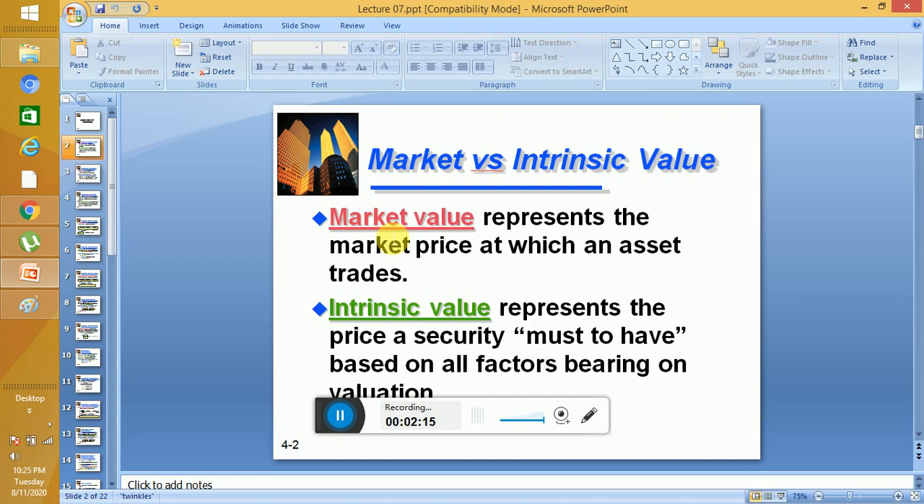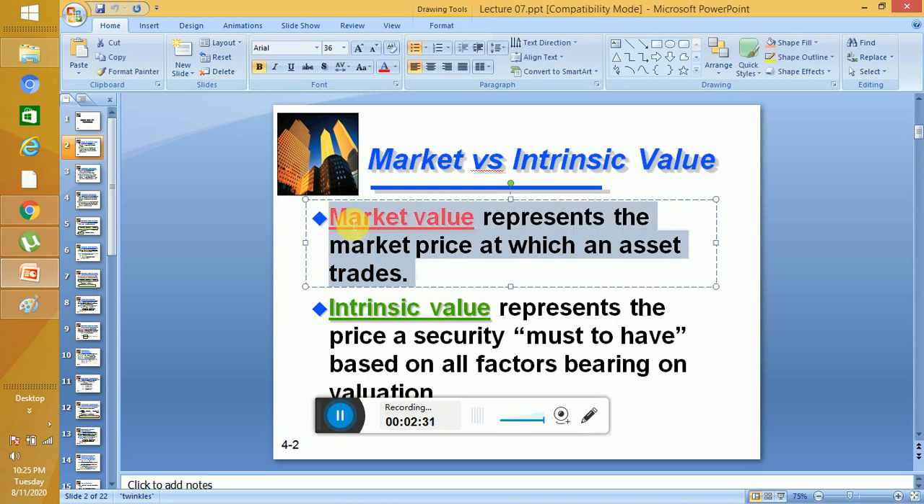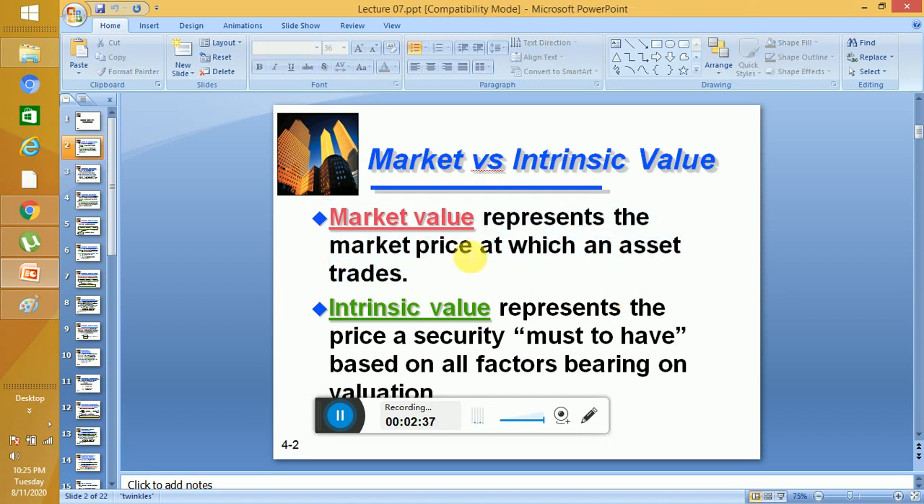Now in this bond there are some concepts. One is market value and one is intrinsic value. Market value represents the market price at which an asset trades, the price in the market at which it is trading. Suppose today its price is 1050. Suppose at this price of 1050 somebody purchased it and somebody sold it. That will be called market value.